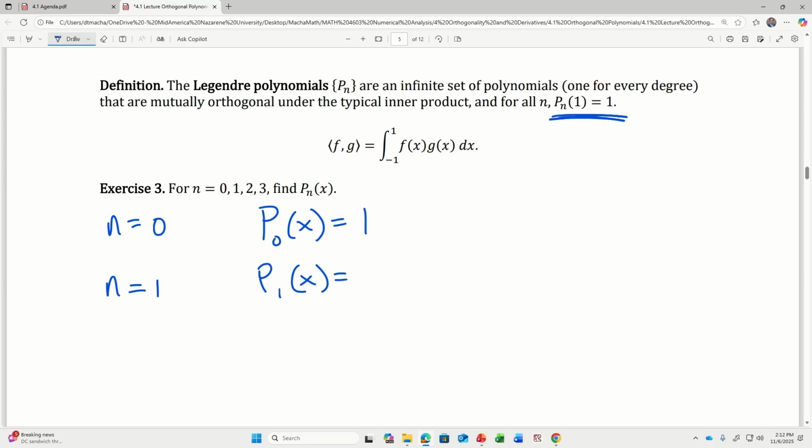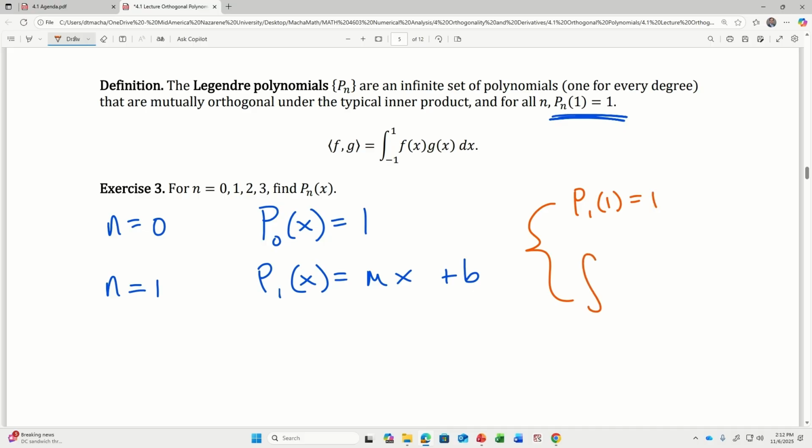I've got two things I can mess with. I've got two knobs I can turn. I can either change the slope or change the y-intercept, but I have to have a polynomial that looks like this in the end. And what I know about this polynomial is that when I plug in x equals 1, I better get 1 out.